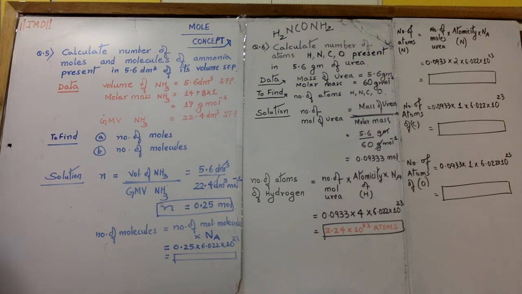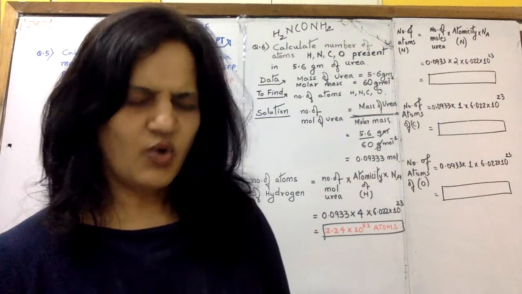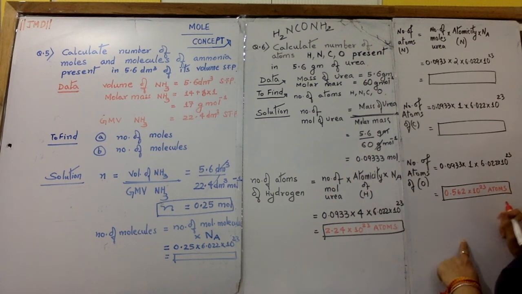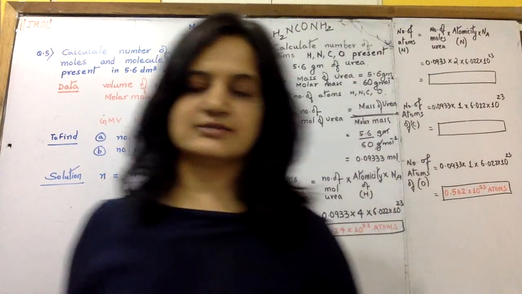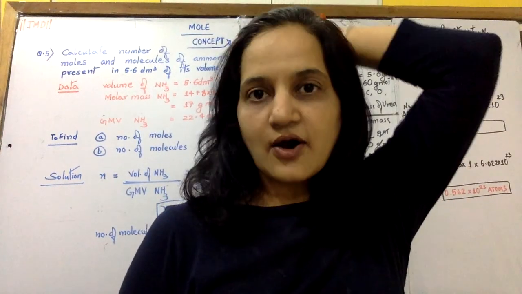Okay, let's think of one last answer, I'll tell you. One more I'll tell. This will be 5.62 into 10 raised to 23 atoms of oxygen. As I told this answer, I told not 2 but 3 answers. Use your head to figure out how. Anyway, so this was the numericals on mole.